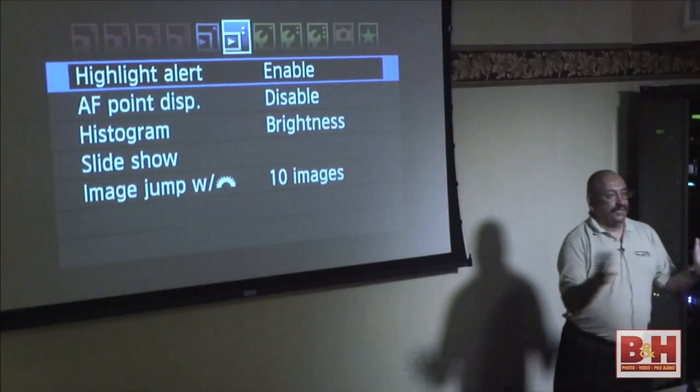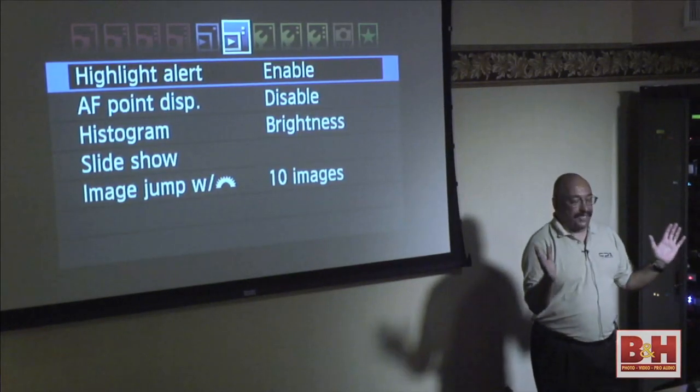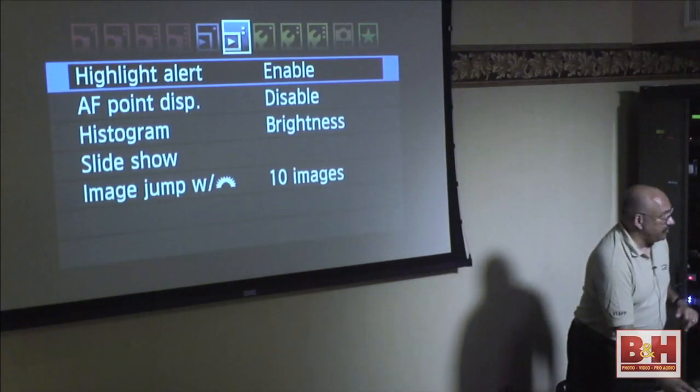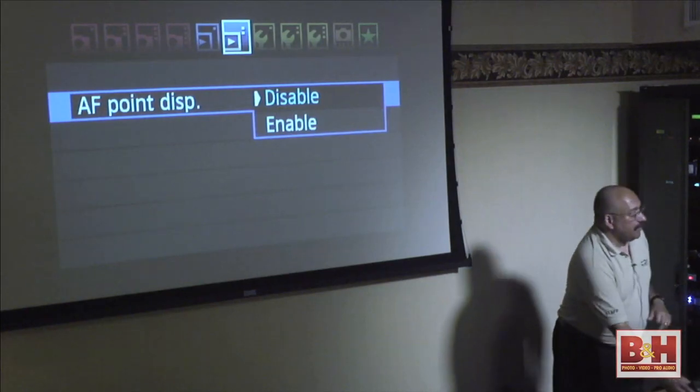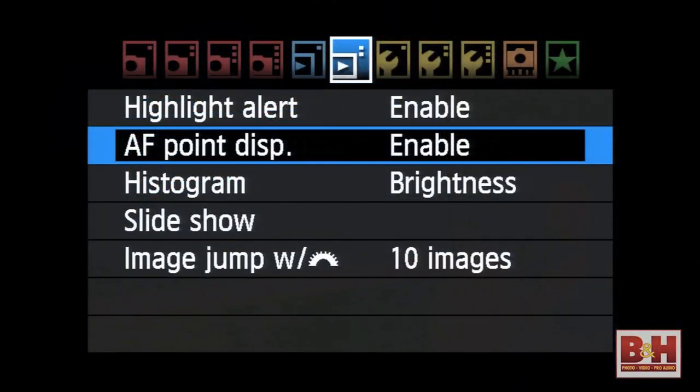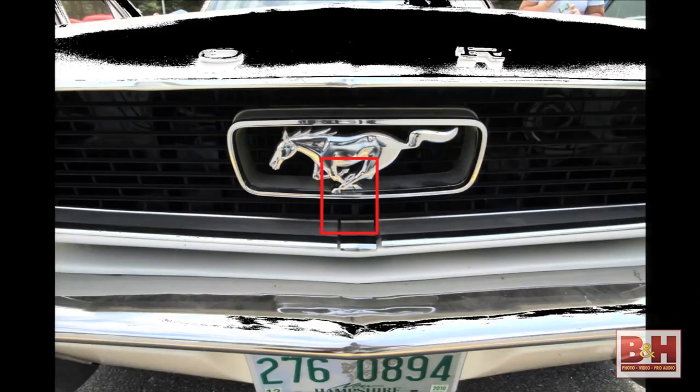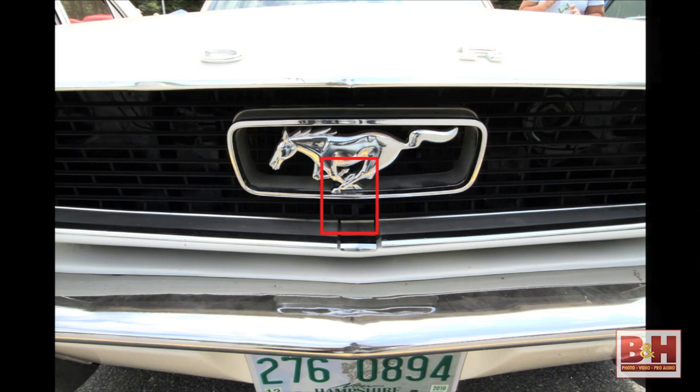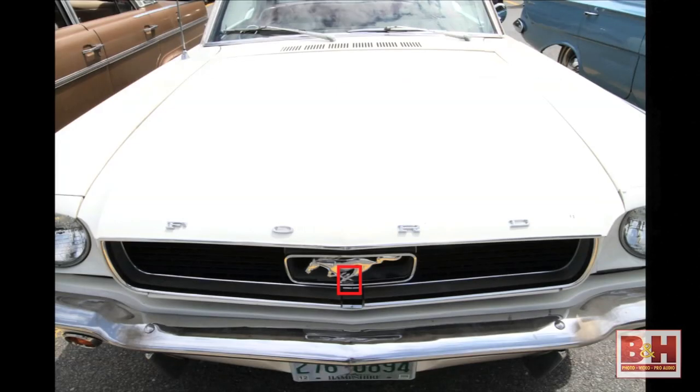So highlight alert, up to you whether you want to leave it on or off. There are times it can be very useful for spotting mistakes. AF point display. You can set the camera so that it'll display what AF point you used to take a given picture. In this case, one big point is telling us we used live view to take a picture there. But if this was using the 19-point system, we'd see a smaller point, maybe we'd see a bunch of points. And it'll do it for the rest of the pictures you have.